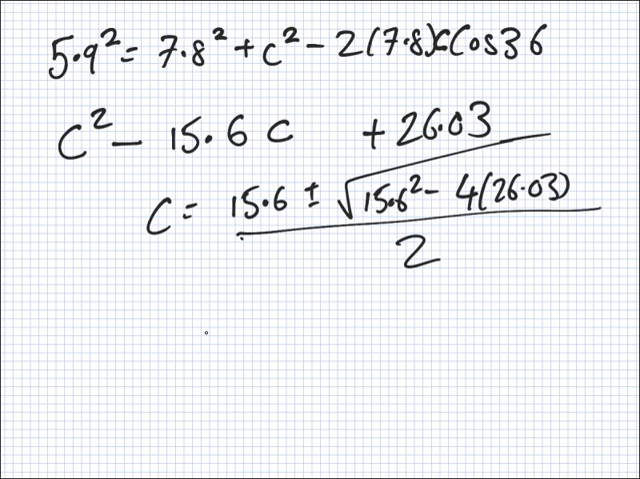Where did the cos 36 come from? Did you not type cos 36 in? 50.6 times cos 36. What is it? 12.6. 12.62. Okay.